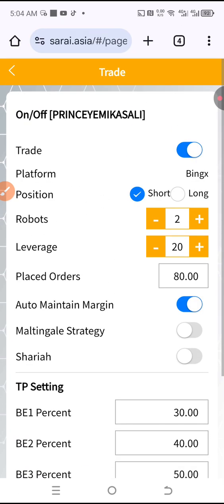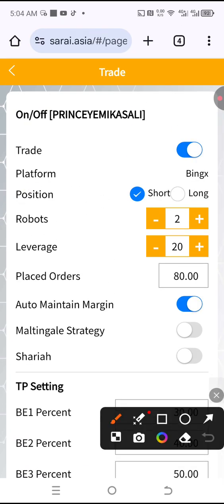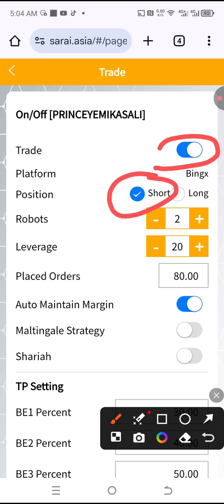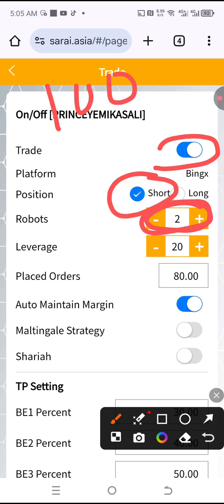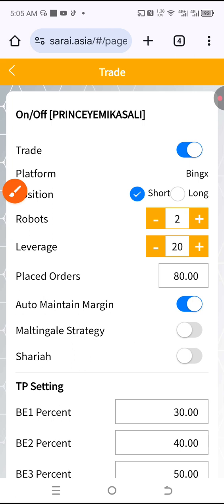So for an inactive trader, number one, you want to put in your trade on. You want to put in shorts. Depending on your robot, if you have a $100 purchase, this would automatically say three, so you can put it at three. Then if you have $500, it will automatically put in five, so leave it at five. Then if it is a 1,000 subscription, I think seven, so leave it at seven and so on. So you leave that the way it is.